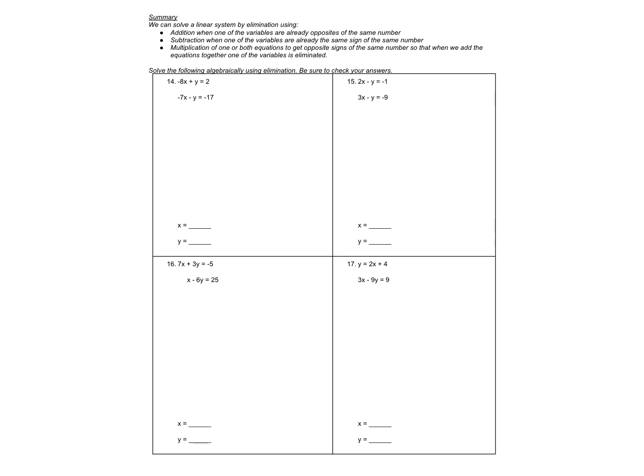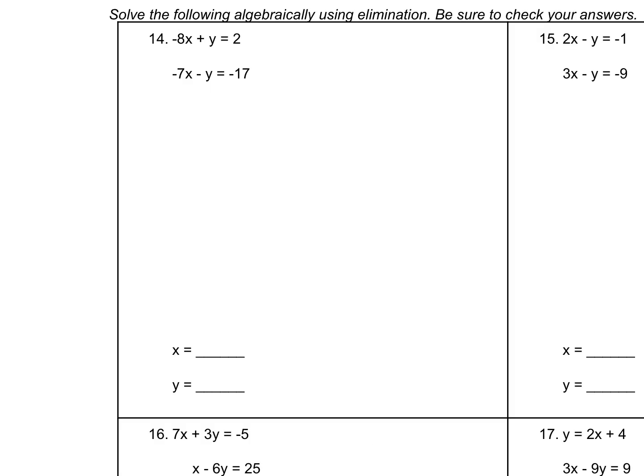Let's take a look at number 14. We have negative 8x plus y equals 2, negative 7x minus y equals negative 17. Which one's going to eliminate if I add them together, x or the y? You see, I don't have to do anything. The y is already positive and negative of each other, so we should be able to just add those together. If you haven't done so already, try to just add the equation together and solve. Otherwise, that work will look like this.